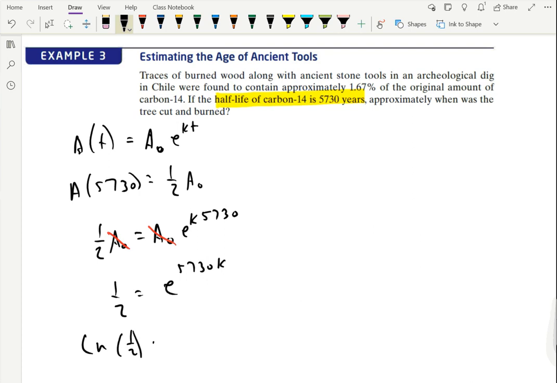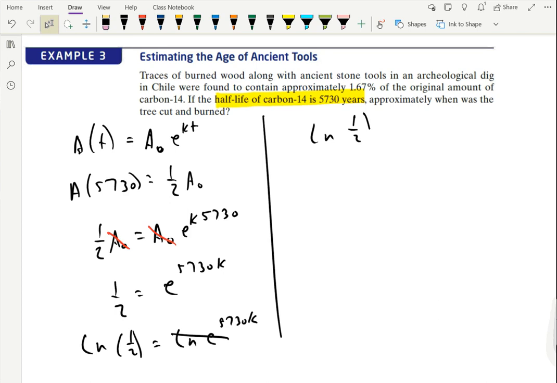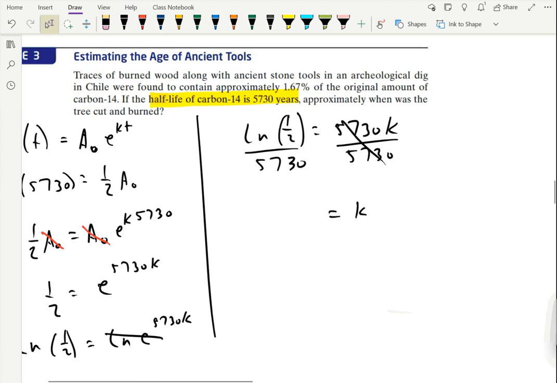So we got natural log of 1/2 equals natural log of e to the 5730K. Natural log of e cancels just like it had done previously. So now we got natural log of 1/2 equals 5,730K. So if we're trying to find K, our rate of growth, because we got to do that first here, we divide by, I'm sorry, I don't want to divide by K. Divide by 5730. That way I end up with K by itself.